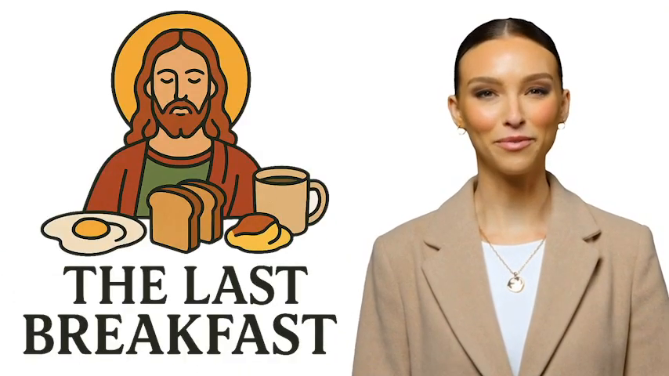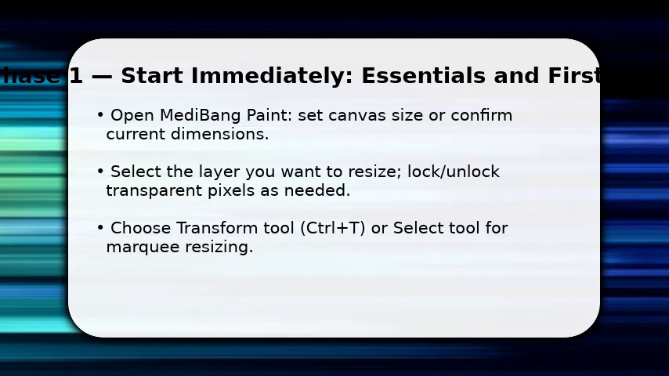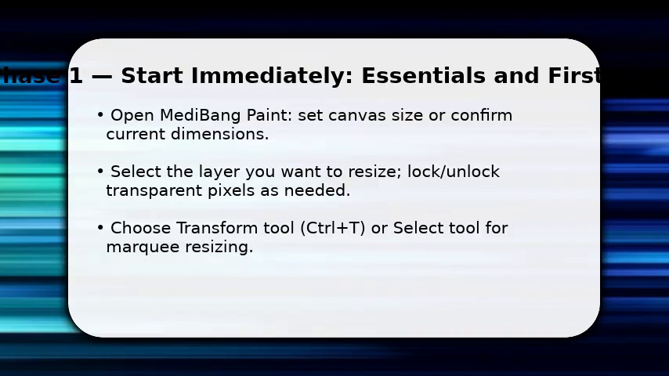Please enjoy the video. You're starting in MediBang with a target layer ready. First, confirm canvas size so proportions remain predictable. Then, select the exact layer, unlock transparency if you'll scale painted strokes. Choose the Transform tool, Ctrl+T, or the Select marquee when working on a portion.